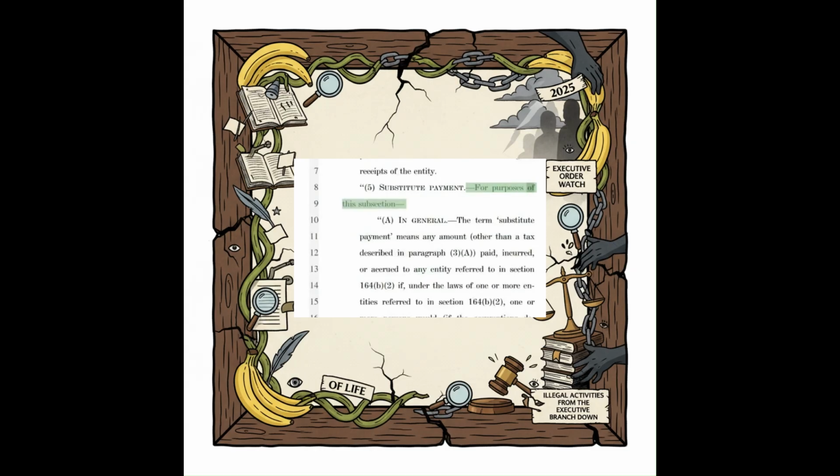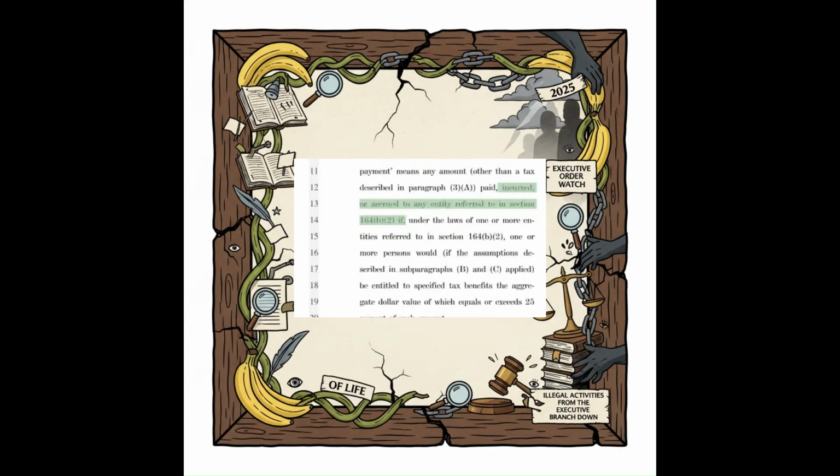Substitute payment. For purposes of this subsection, in general, the term substitute payment means any amount paid, incurred, or accrued to any entity referred to in section 164 if, under the laws of one or more entities referred to in section 164, one or more persons would, as applied, be entitled to specified tax benefits the aggregate dollar value of which equals or exceeds 25% of such amount.